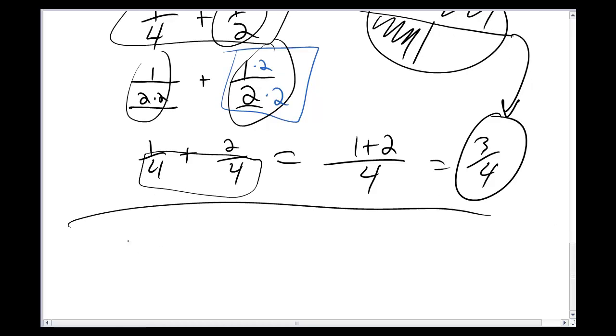It works the same way for subtraction. If you've got two fractions, you have to have them have the same denominator for subtraction before you can split them up.